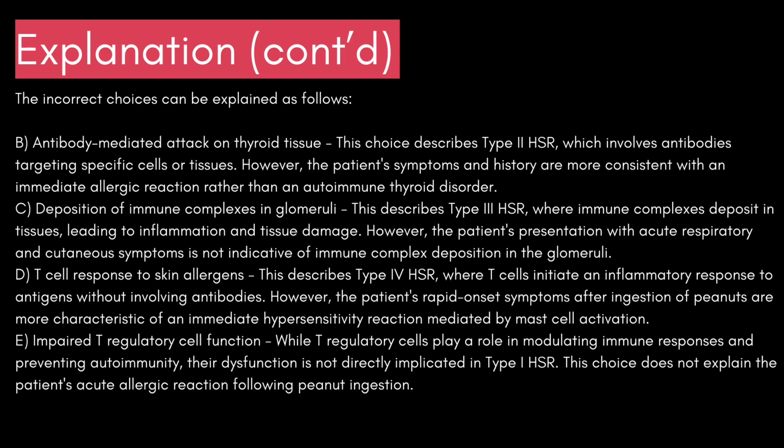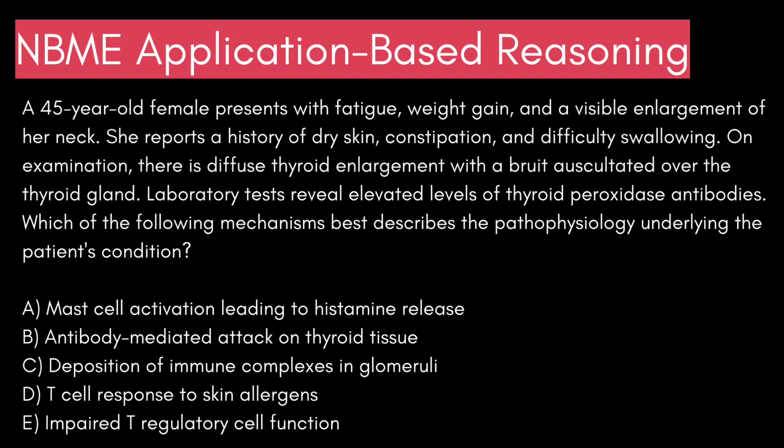All right, now that we have covered this question, let's move on to look at the next question. A 45-year-old female presents with fatigue, weight gain, and a visible enlargement of her neck. She reports a history of dry skin, constipation, and difficulty swallowing. On examination, there is diffuse thyroid enlargement with a bruit auscultated over the thyroid gland. Laboratory tests reveal elevated levels of thyroid peroxidase antibodies. Which of the following mechanisms best describes the pathophysiology underlying the patient's condition?